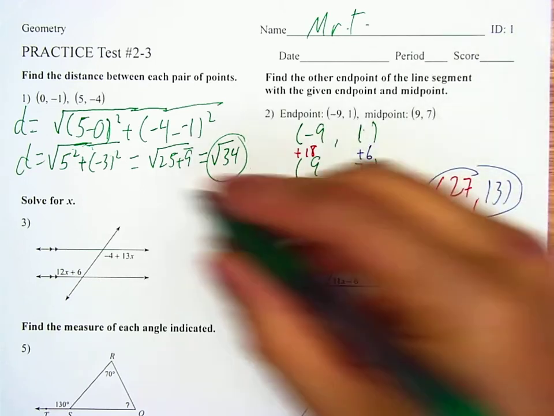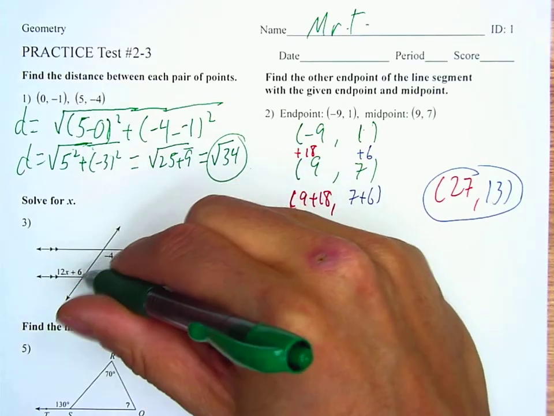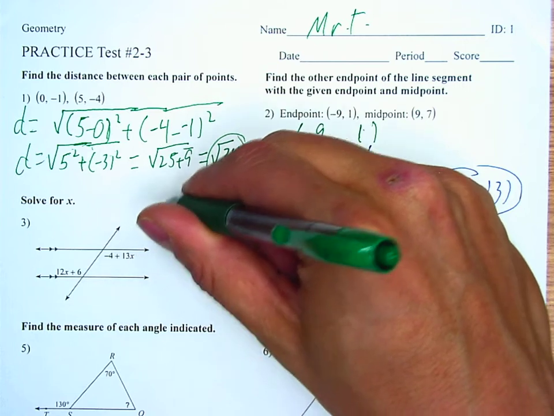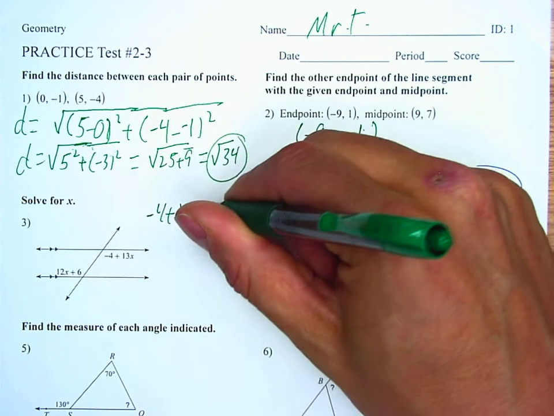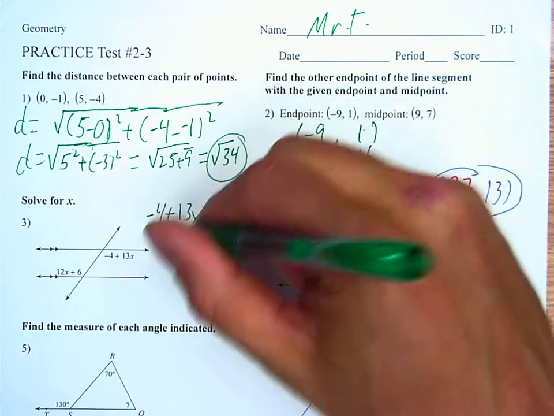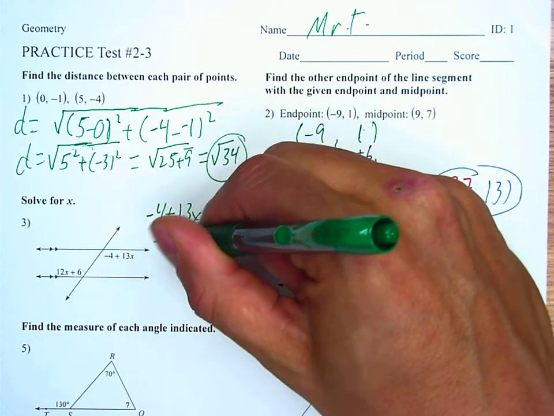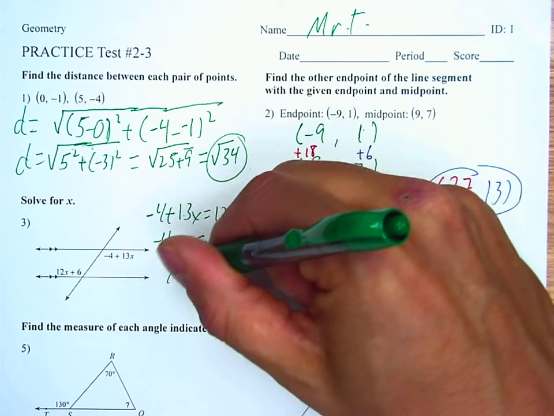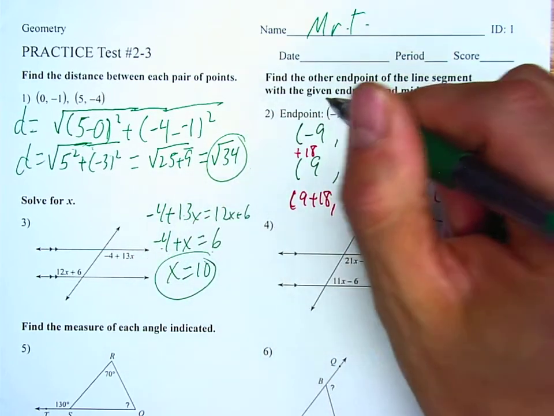Question 3. These are equivalent because they're alternate interior angles, and the lines are parallel. So I'll take negative 4 plus 13x, equivalent in value to 12x plus 6. Taking 12x from 13x yields 1x. So negative 4 plus a single x equals 6. Adding 4 to 6 yields 10. Therefore, x must be 10.